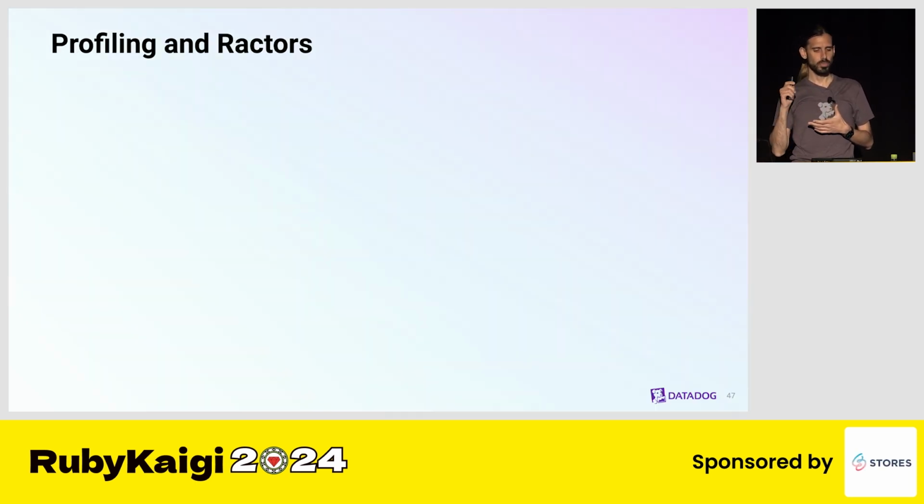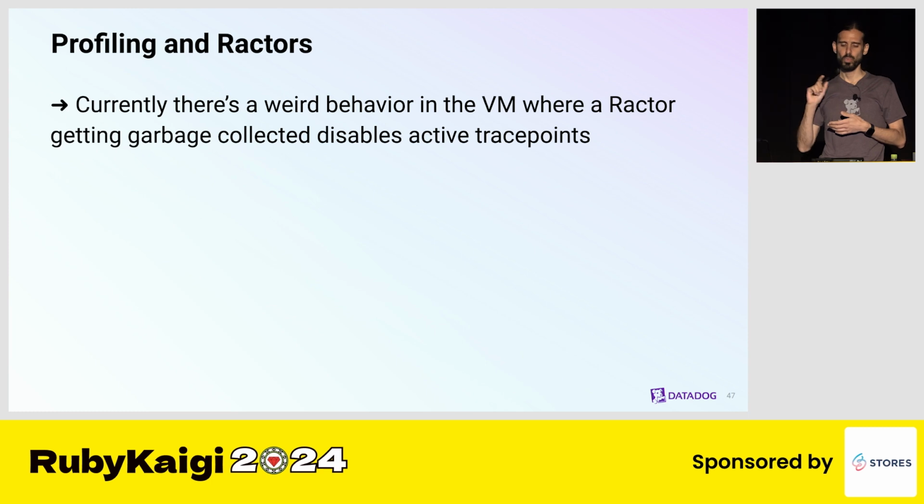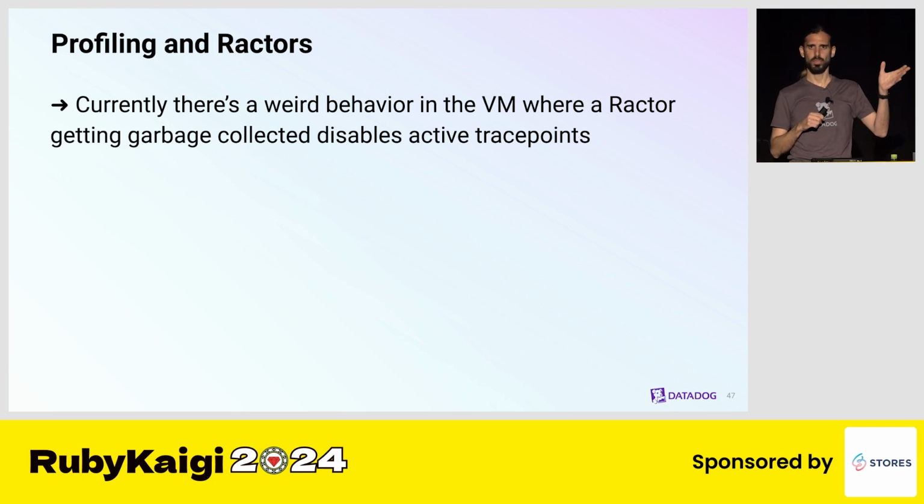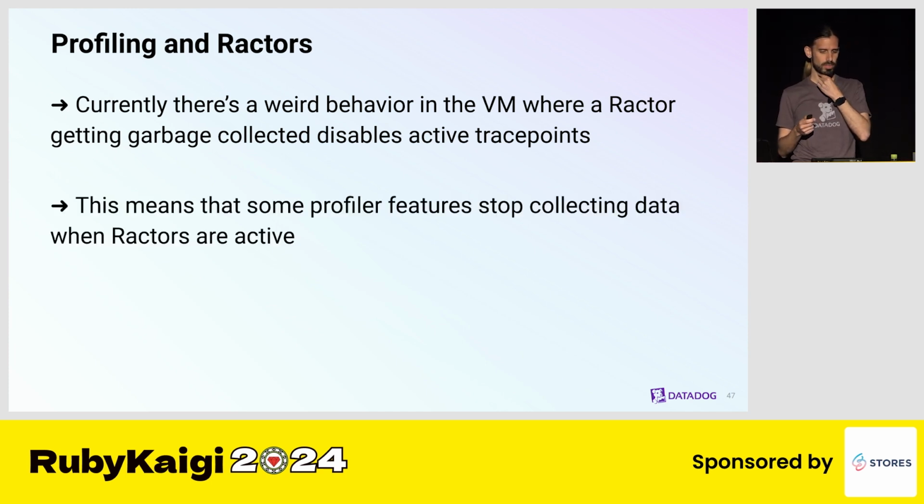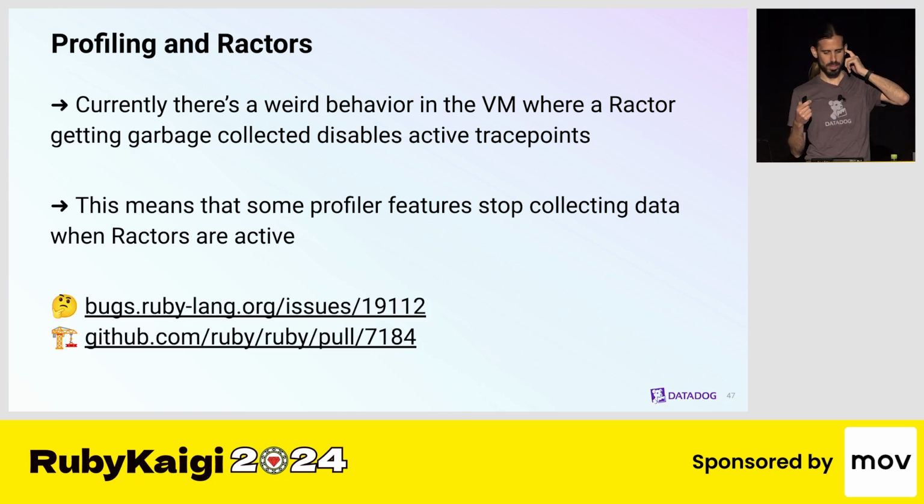The other thing is Ractors. Right now, there's this weird behavior in the VM where you create a Ractor, the Ractor does a bunch of things, and then at some point, the Ractor dies. Then Ruby will garbage collect the Ractor, but when it does, it disables the active tracepoints that you might have. This means that some of the features of the profiler stop collecting data when you use Ractors. There's an open bug for this, and even a PR, and this is one that I would love to push along.